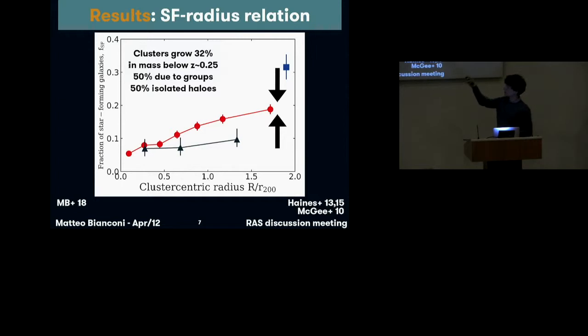Similarly, if we put this into perspective of the overall mass growth of these clusters, below this redshift, we can measure, again from simulations, that clusters grow about 32% in mass, so quite a substantial increase at local redshift. Half of it is due to massive halos, call it groups of different sizes, and half is due to inflow of individual halos. And once again, we can see quite neatly here that the cluster population of star-forming objects indeed seems to be halfway composed of objects that are infalling on their own from the field, and objects that are infalling instead in groups.